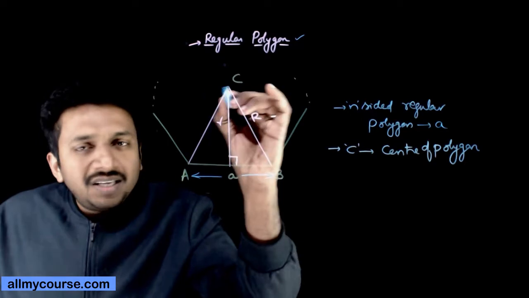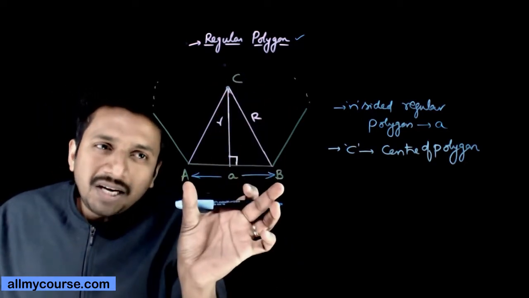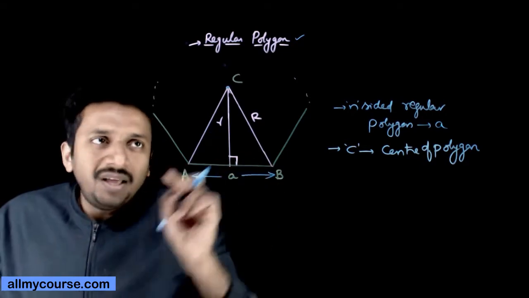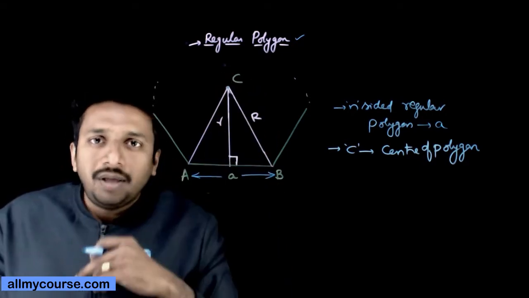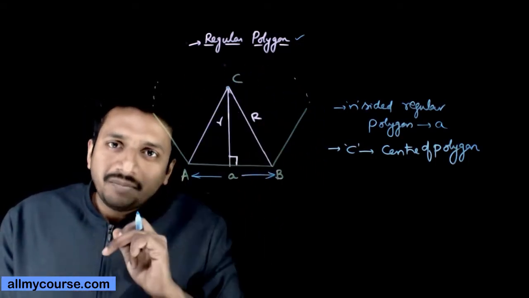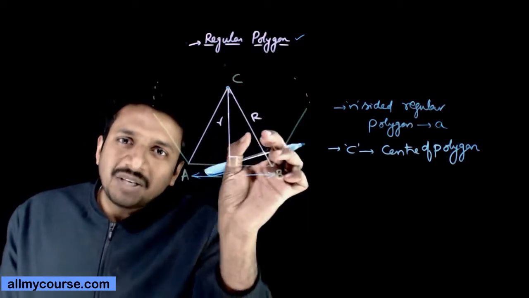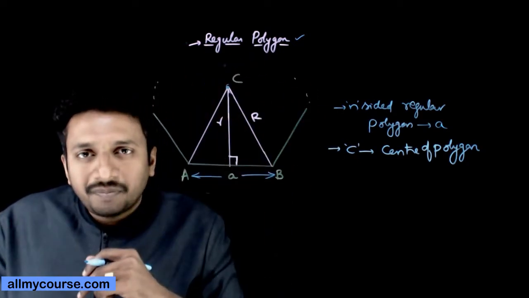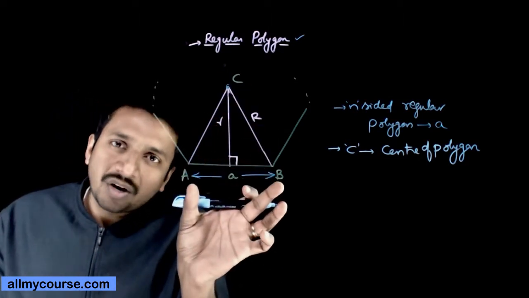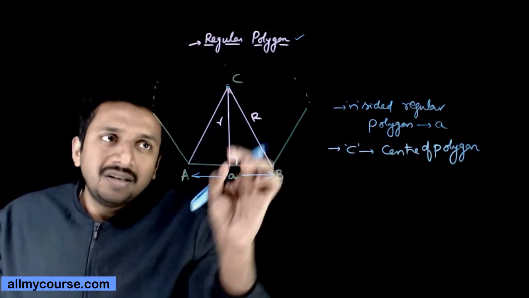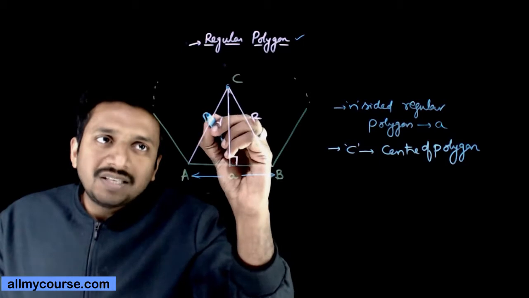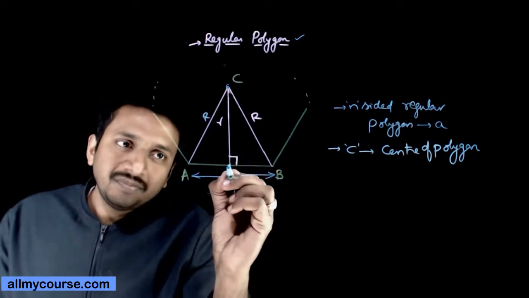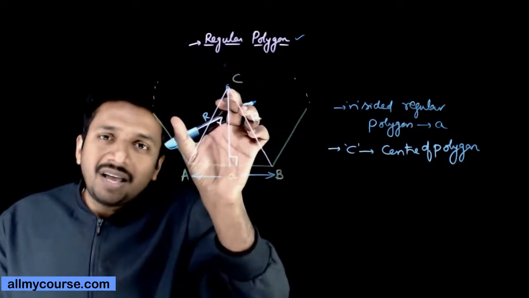So now from C, join any two adjacent vertices of the regular polygon. That is, from C, join A and B, and also drop a perpendicular from C onto AB. Because this is a regular polygon, whatever side you choose, you get the same measurements, right? Because the center of a regular polygon is symmetric with respect to each and every side of the polygon. So if C is the center and you choose one of the sides AB as the base, if you join CB and CA, both of these lengths will be the same, and if you draw the perpendicular from C onto the base AB, this length will be the same for each and every side of the polygon.